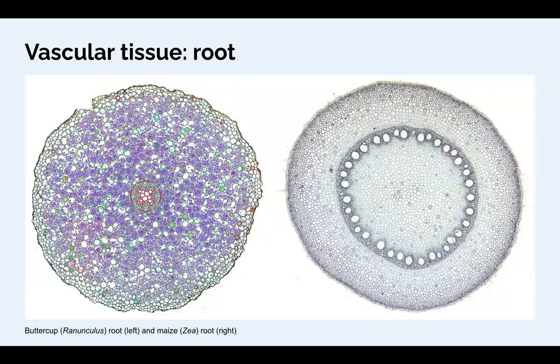In the root, again, bundles. This is a primary growth root of a buttercup with xylem and phloem only in the very center. That's a dicot feature. And then on the right, this monocot, the maize plant again, has vascular bundles all throughout in a ring around the outside of this central cylinder.